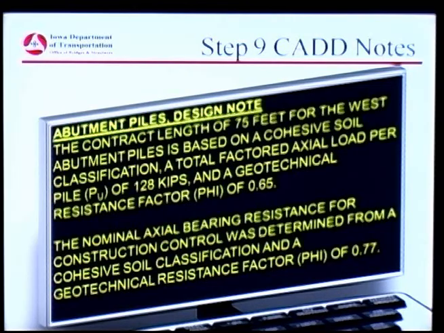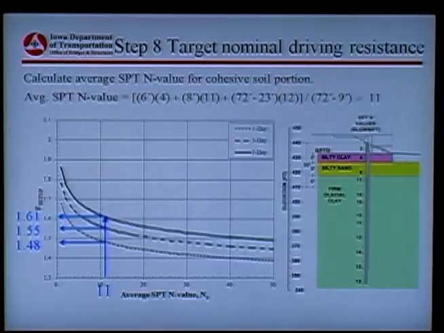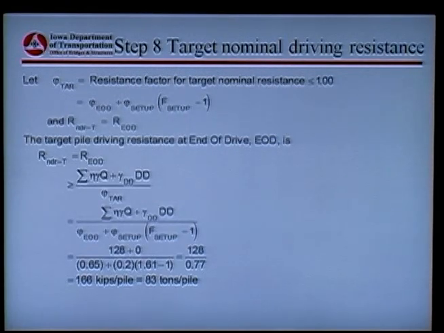The other piece of the record that we need to keep here is that we had the construction control, and it was based in here, the nominal axial, from a cohesive soil and a resistance factor of 0.77. The 0.77, if you recall, if we go back, is right here. In other words, it's after the setup has occurred, and it's this net value here that is important.